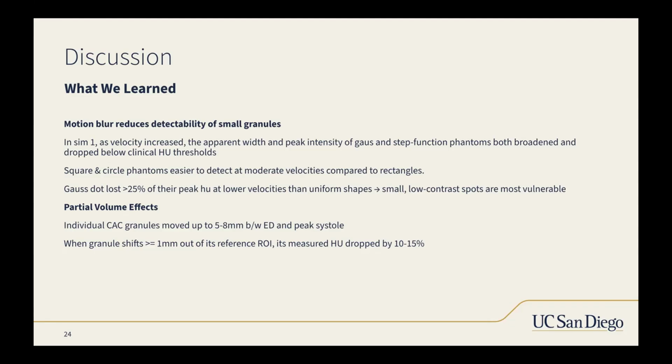And then for partial volume effects, we can see that the calcium granules moved between 5 to 8 millimeters between end diastole and peak systole. And when the granule shifts greater than 1 millimeter out of its reference ROI, its measured HU dropped by 10 to 15%.